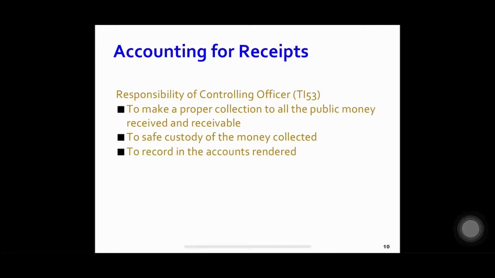Next is responsibility of controlling officer. There are 3 main responsibilities of the controlling officer that are stated under TI 53. The first one is to make a proper collection of all the public money received or receivable. Next, to save custody of the money collected. Last but not least, to record in the accounts rendered. As you can refer to page 190 in the textbook, you can take a look at each procedure on the flowchart of accounting for cash receipt, which falls under manual environment.